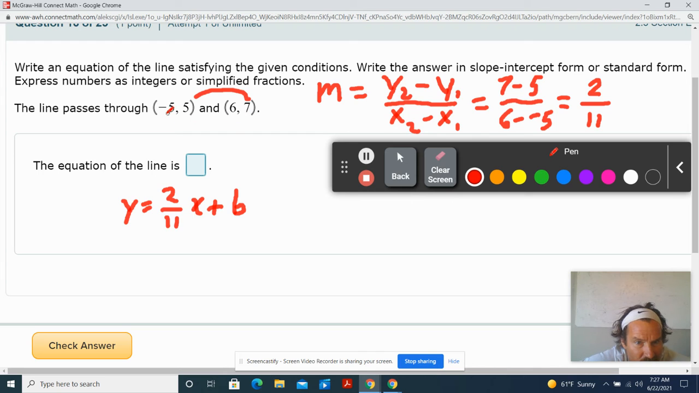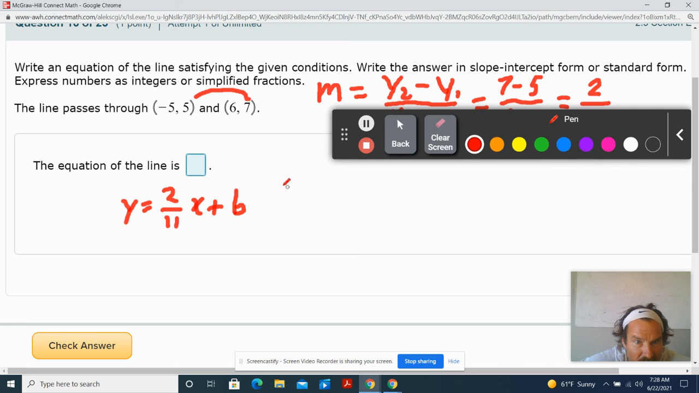If you don't want to deal with negatives, and I don't see why anybody wants to deal with negatives, you can just choose to plug in 6, 7. You're going to get the same answer either way. So just make sure you plug in 6 for x and 7 for y. Let me move this up just a little bit. I'm going to plug 7 in here for y.